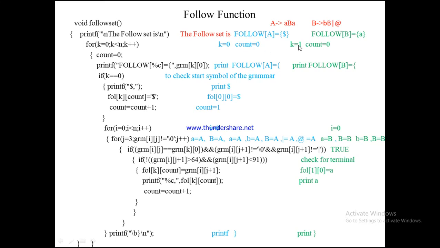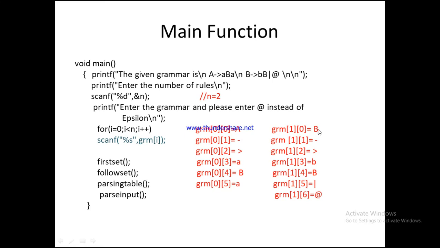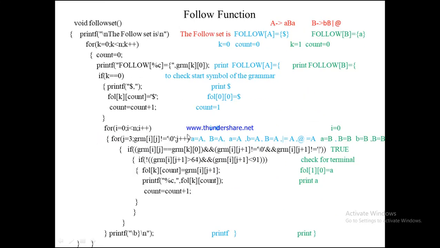What is K value now? 1 it is. So 10. What is 10? 10 is a capital B. Okay, now I am checking whether this is equal to B, then this is equal to B, then this is equal to B. That is what I am checking, that is, I am finding whether capital B is present in the body of the production or not. I am checking here in this if statement. So initially when I consider whether A is equal to B, no. So this condition will be false.